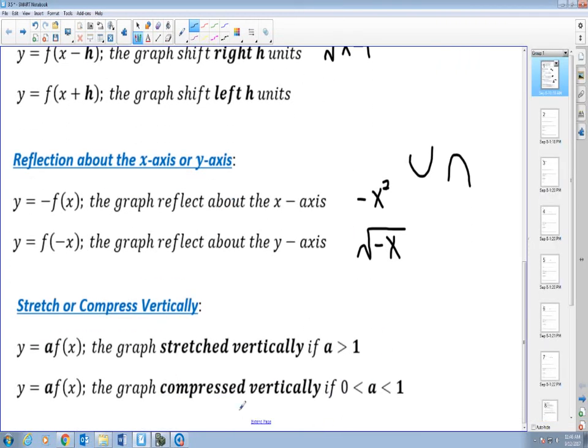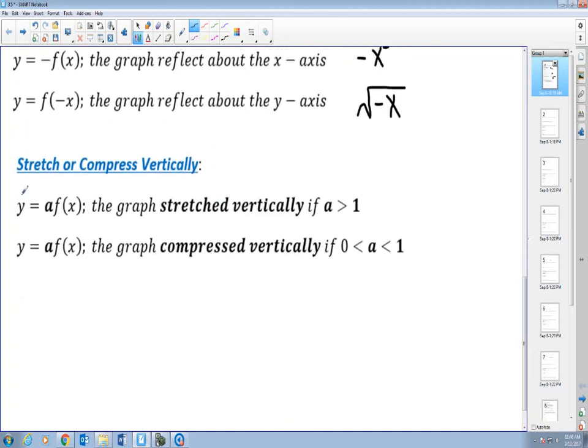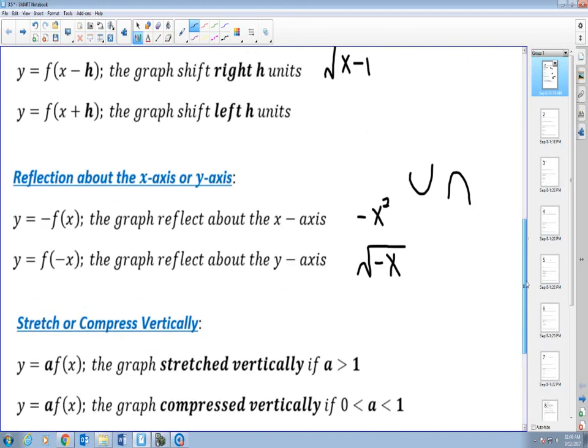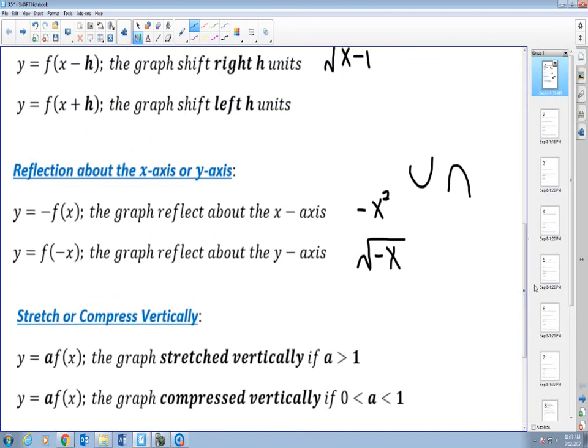Now we also mentioned something with a parabola opening wide or opening narrow. It's based on the numerical value that's right in front of the function. So the graph will stretch vertically if the number in front of the function is bigger than 1. It will compress vertically if that number is anything between 0 and 1. When we talk about a parabola, I use the words open wide or open narrow. Stretch vertically will be open narrow. Compress vertically will be open wide. So these are little things to keep in mind whenever we are dealing with the graphs of our functions.